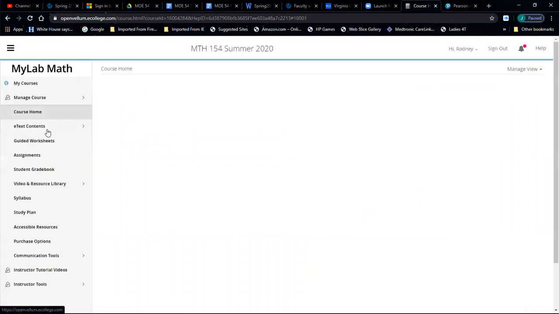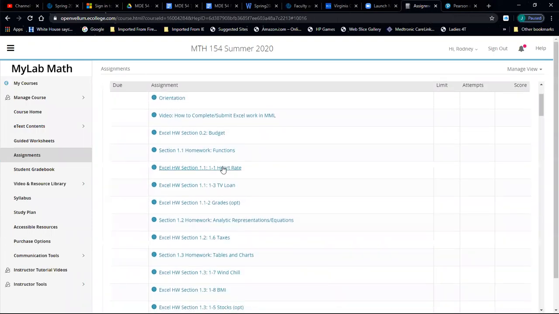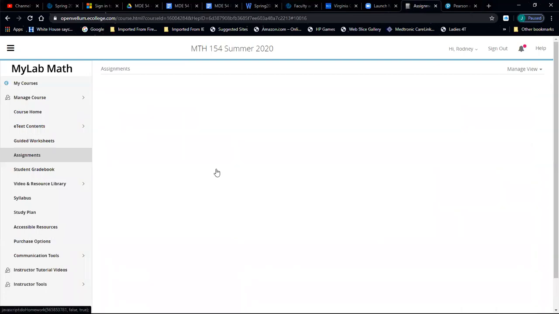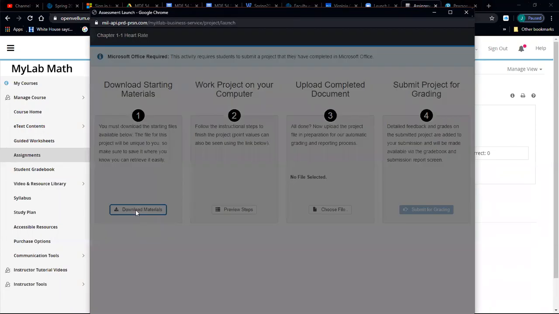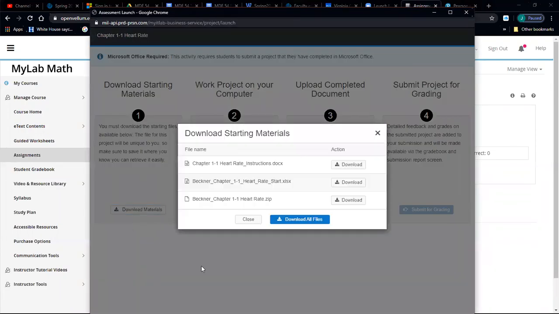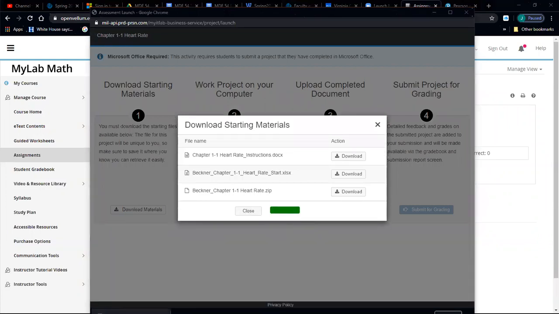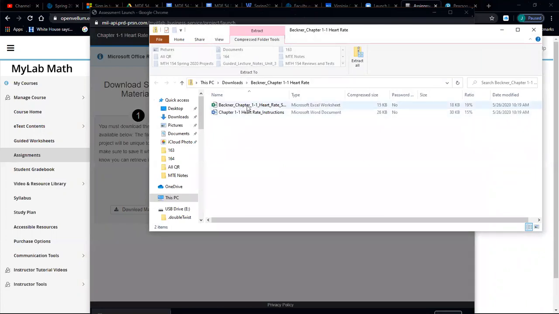So let's show you what your TV loan looks like. Assignments. Which, by the way, I deleted the stuff that shouldn't have been up there at first. So here's your, I think I said TV loan heart rate. That's the first one we'll do. Download it. You can't see it because the window's a little off, but there it was.